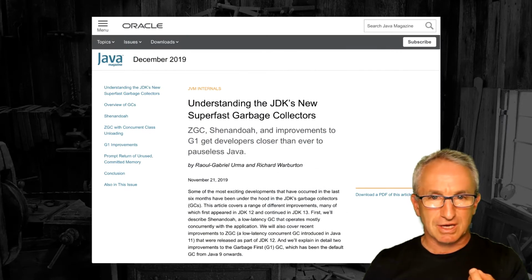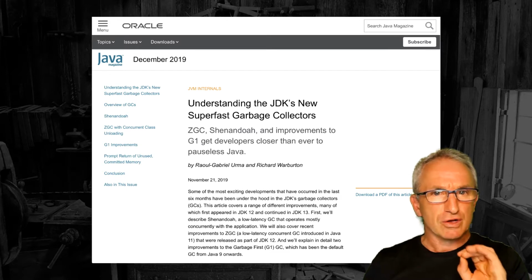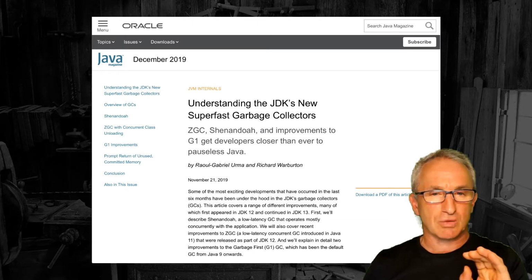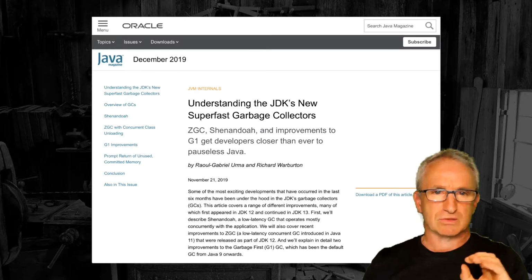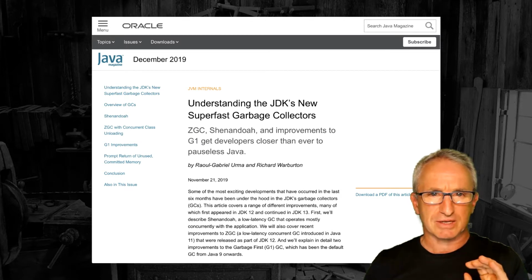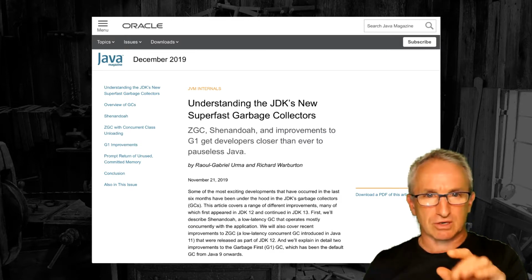So I saw this a while back, "Understanding the JDK's New Super Fast Garbage Collectors." And it talks about ZGC, Shenandoah, and improvements to G1. And of course, there's also the Azul collectors. What struck me here, though, is the "new super fast garbage collectors." They are fast collectors, they're impressive collectors, but they're not particularly new. Each one of these collectors has made minor changes to themselves over time.